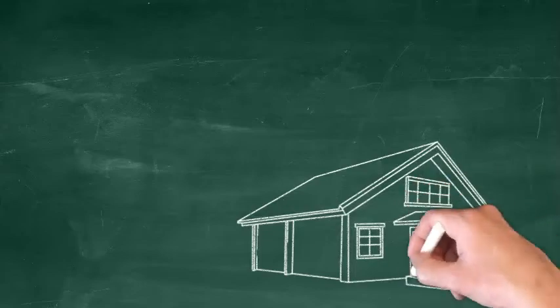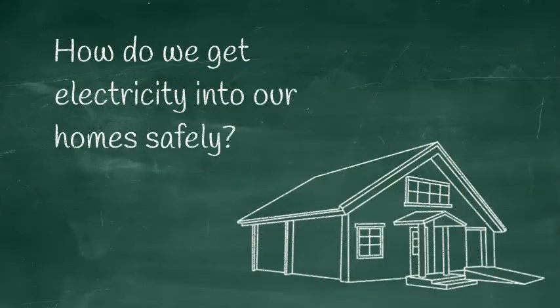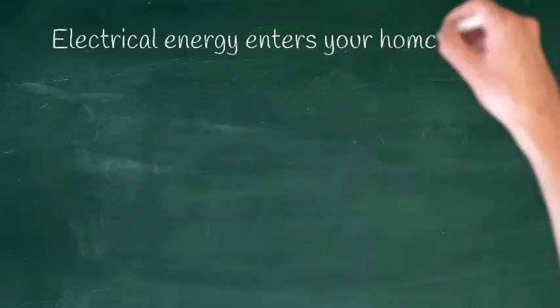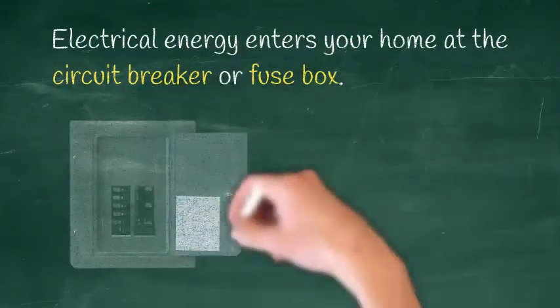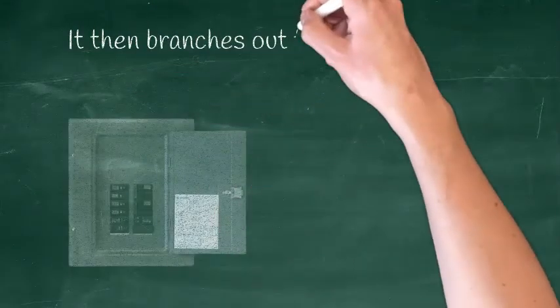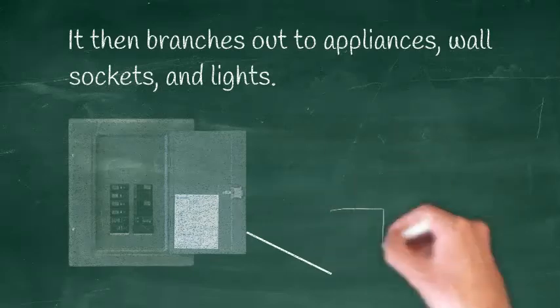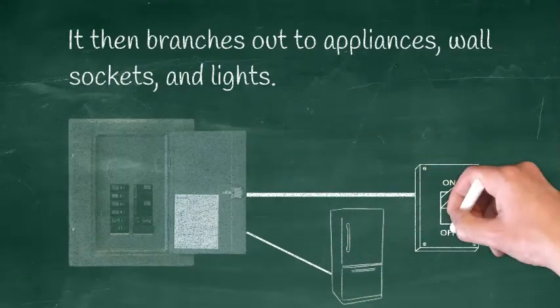So now that we know about circuits, how can we get electricity into our homes safely? Because overheated circuits can cause fires. Electrical energy enters our homes at the circuit breaker or fuse box. It then branches out to appliances, wall sockets, and lights.